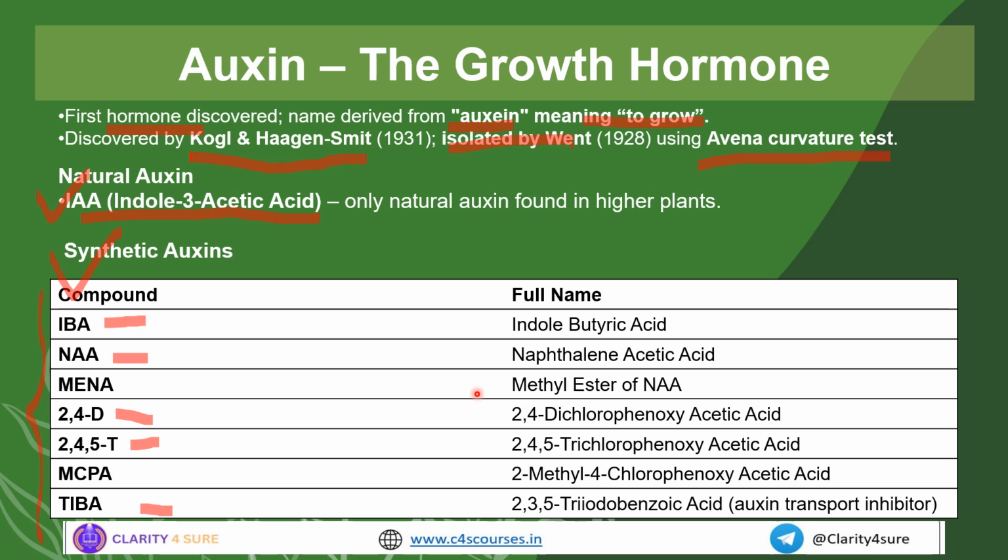Okay, so if we talk about MENA and MCPA, MENA is known as methyl ester of NAA, and MCPA is known as 2-methyl-4-chlorophenoxy acetic acid. So in this way you have to memorize the synthetic auxins, because there would be a direct question, like they would give you a few mixed options of synthetic and natural auxins, and you have to identify the synthetic auxins, or which of the following is not a synthetic auxin.